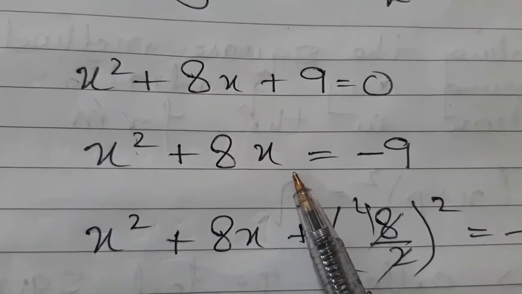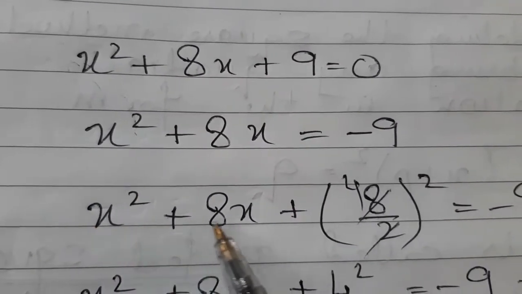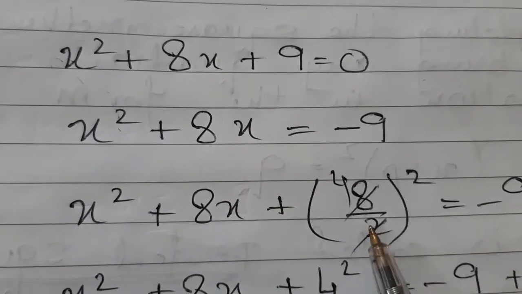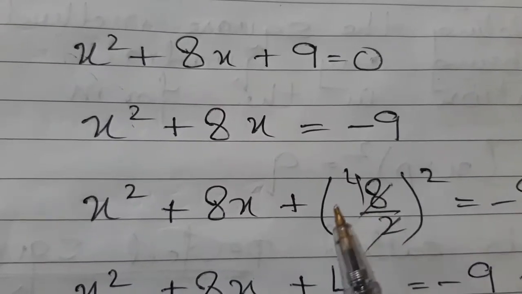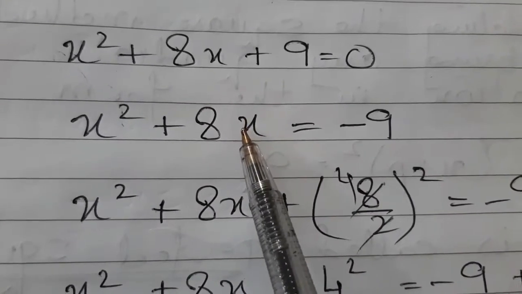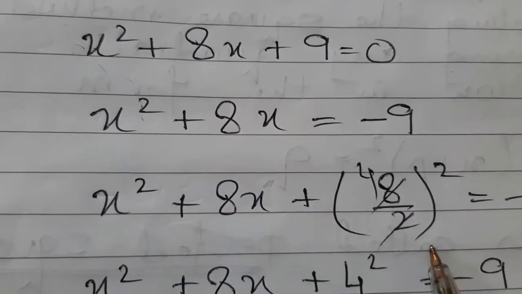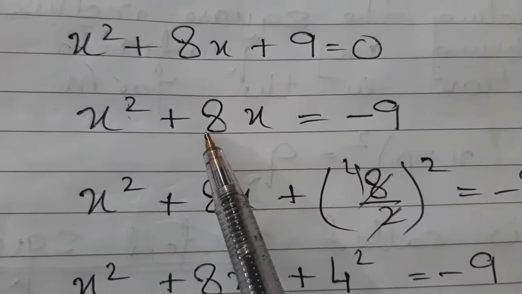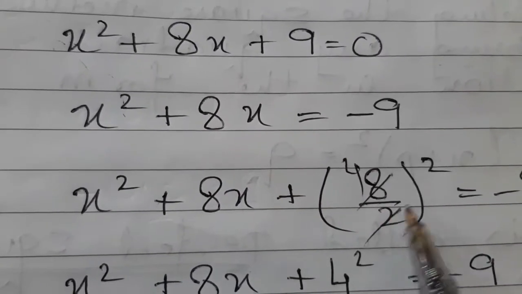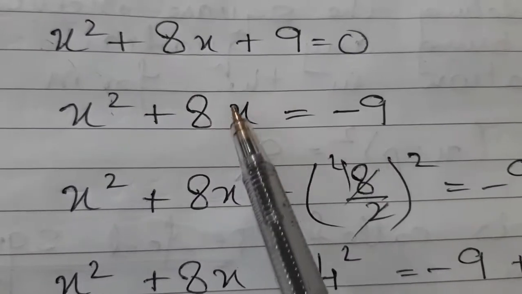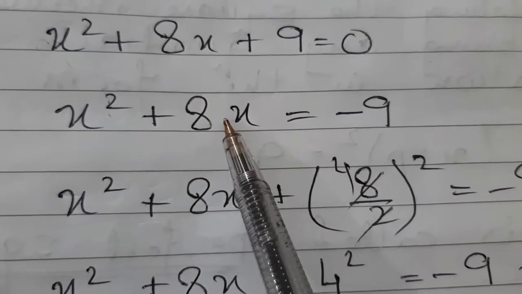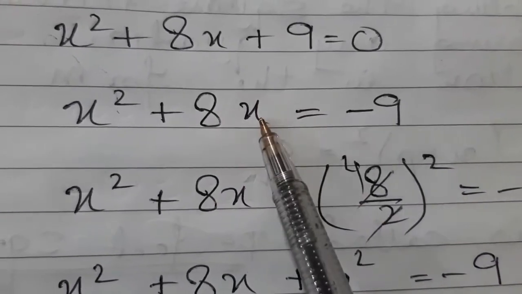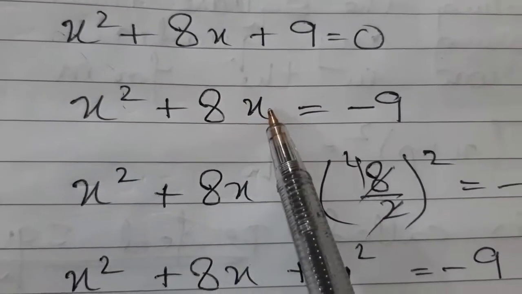And what is the technique of doing that? I have copied this as it is, x squared and 8x. Now what is the term I am adding here? The technique is that you add a term which is the coefficient of x divided by 2, squared. I am repeating: the coefficient of x, which is 8, divided by 2 and squared. Whatever the number is here, you divide it by 2 and then square it. This is the term you add to change this side into a perfect square.